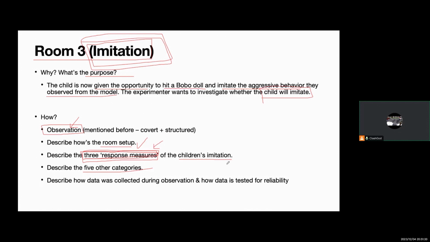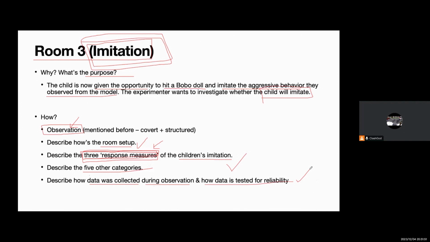So that's why we need these, because we need to categorize the child's behavior, whether it is aggressive or non-aggressive, and so on. And finally, of course, we need to know how the data was collected during the observation and how the data is tested for reliability. This is pretty straightforward, I think.